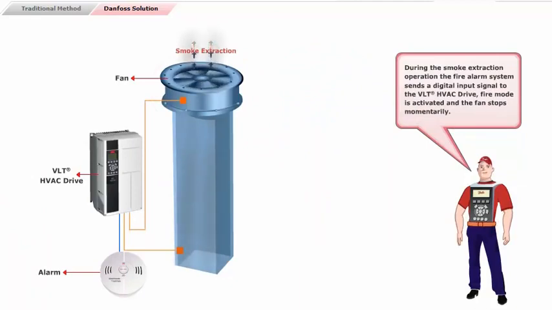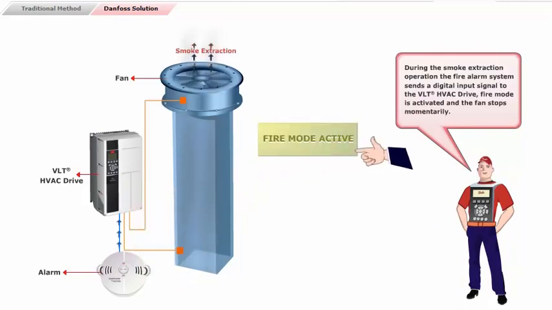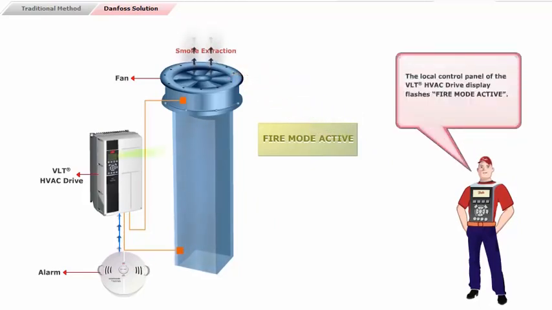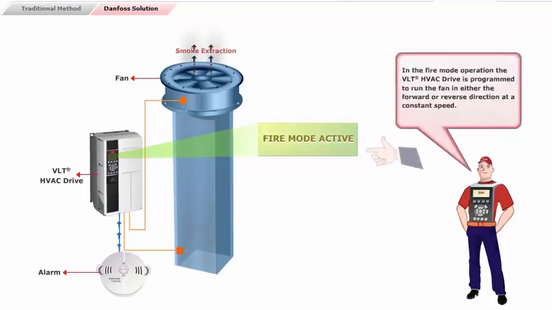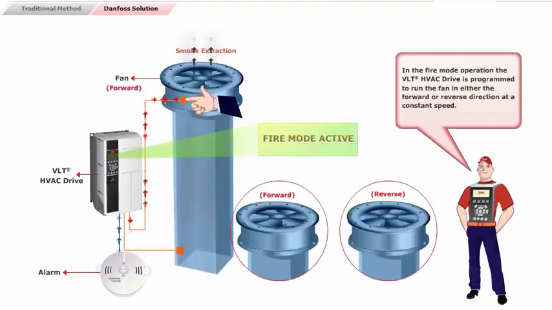During the smoke extraction operation, the fire alarm system sends a digital input signal to the VLT HVAC drive, fire mode is activated, and the fan stops momentarily. The local control panel of the VLT HVAC drive display flashes fire mode active. In the fire mode operation, the VLT HVAC drive is programmed to run the fan in either the forward or reverse direction at a constant speed.